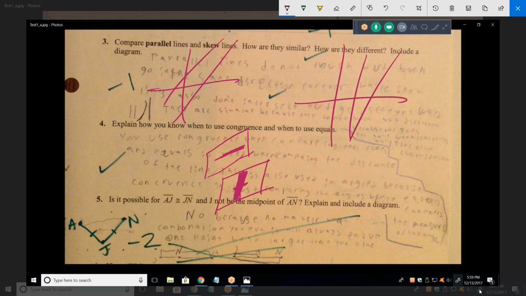If they were in the same plane, they would touch, but those wouldn't be called skew lines. So the key is they have to be in different planes to be skew lines.